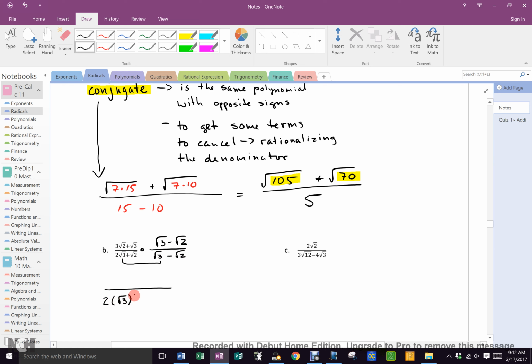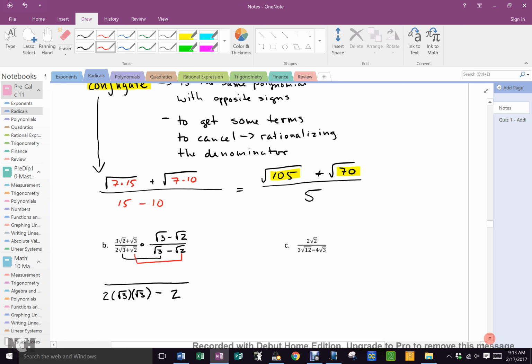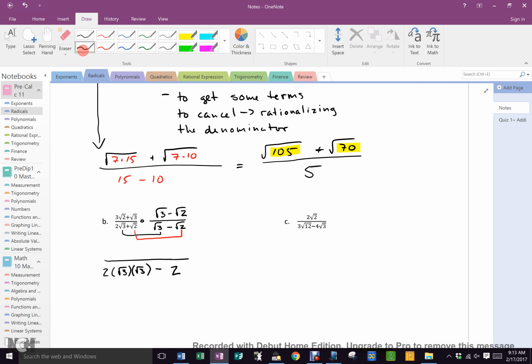2 root 3 times root 3 minus 2. Because root 2 times root 2 is 2. I'm writing this out now for you guys. Would I write this out this way if I were just doing this work on my own? Of course not. I would do that in my head, and I would get 2 times 3 is 6 minus 2, which would end me at 4. Is everybody cool with the denominator?